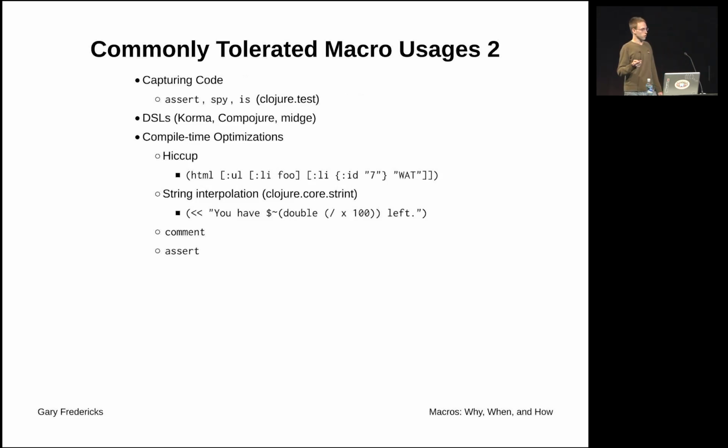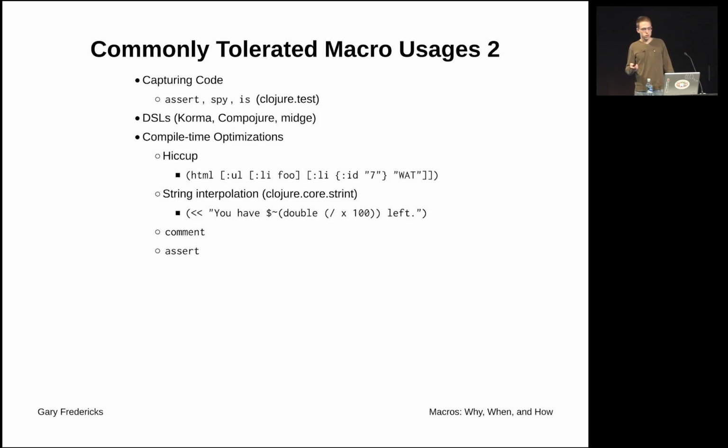You can use macros for capturing code that you wouldn't otherwise have access to if you were just writing a function. So assert does this. It can stick the code into the exception message. The spy macro we just wrote does this. Clojure.test's is macro will take the code and print it when your test fails. Macros are great for DSLs. I'm sure you're familiar with Korma or Compojure or Midje that all use macros.